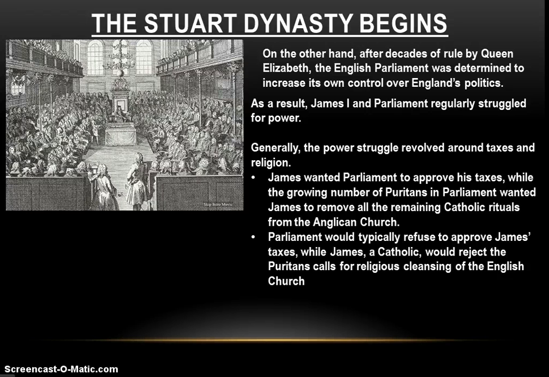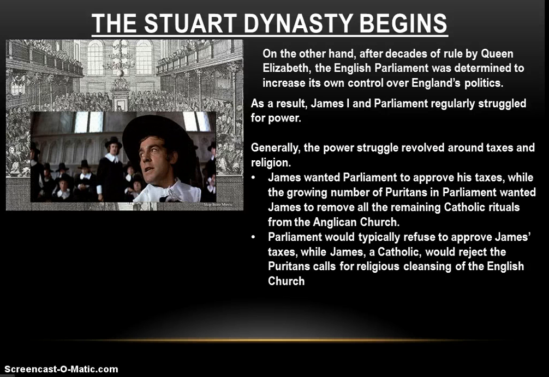James wanted Parliament to approve his taxes, but going all the way back to the Magna Carta, Parliament had to approve those things, while at the same time, a growing number of Puritans in Parliament, that's these guys here, wanted James to remove all the remaining Catholic rituals from the Anglican Church. And that's kind of who Puritans are. That's kind of where their name comes from.